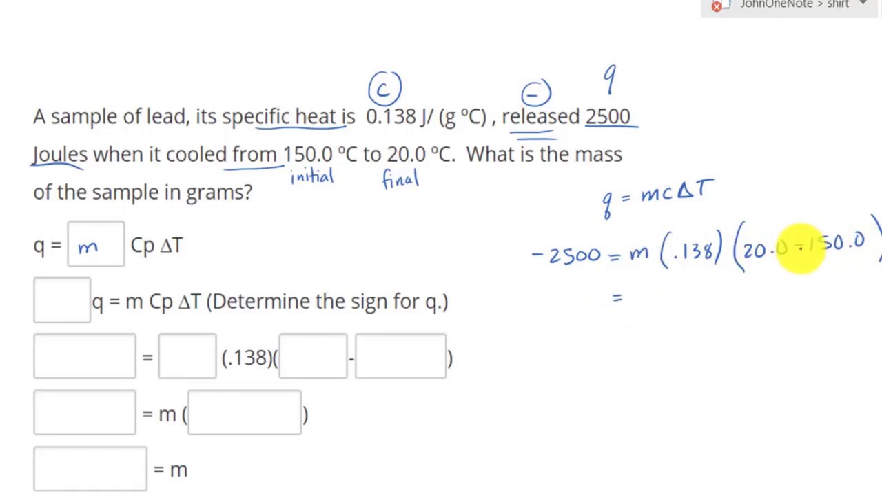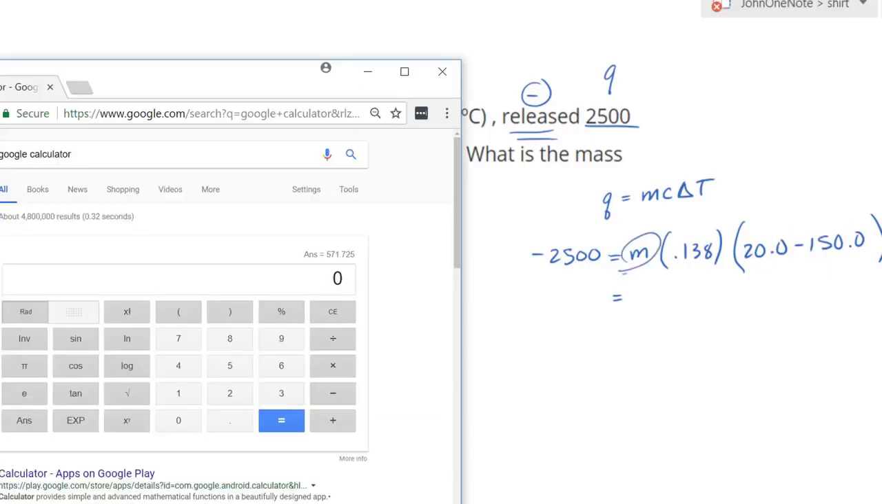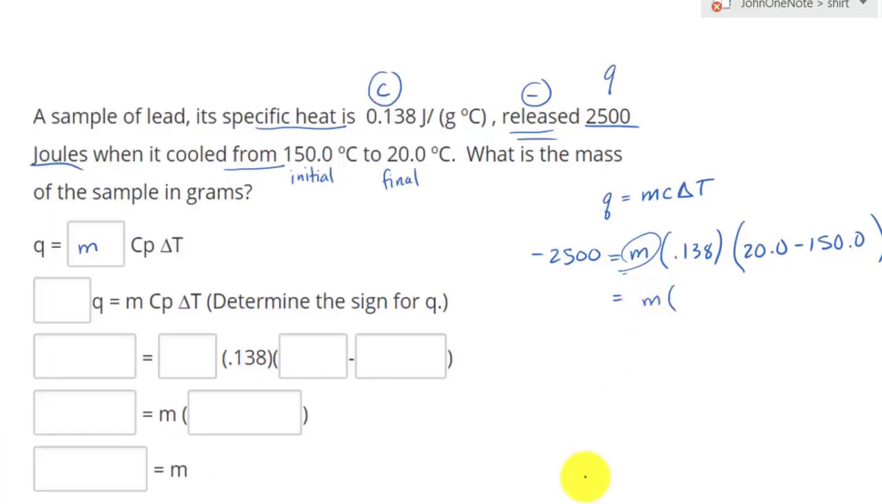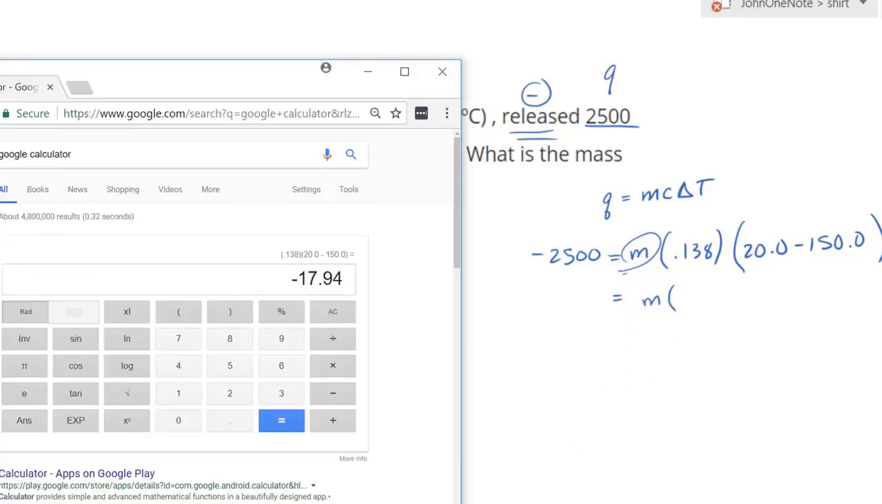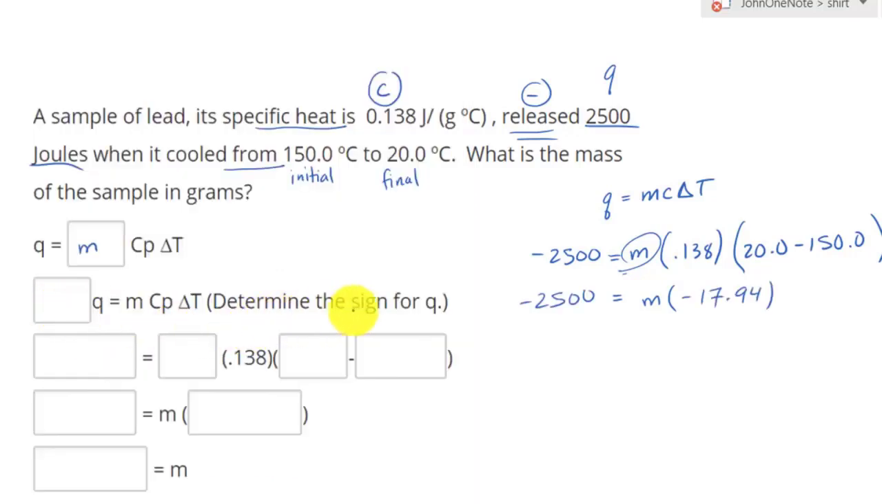Can I simplify this using a Google calculator? Yes, let's plug this in. So let's plug into our calculator to simplify this side. In this case, I'm going to use parentheses again, 0.138. Notice how I use the parentheses again. And this gives me M times negative 17.94. Notice I haven't rounded the number yet. Try to keep 3 decimal places at least. So for this box, determine the sign for Q. Of course, Q is negative because it's released energy.